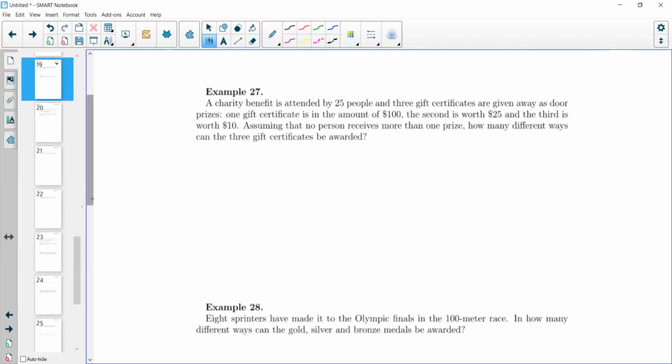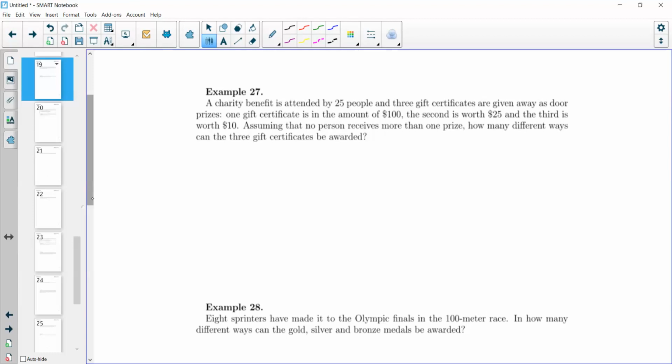So we have a charity benefit attended by 25 people, and 3 gift certificates are given away as door prizes. I don't know why I'm having trouble saying certificates today. 1 gift certificate is in the amount of $100, the second is worth $25, and the third is worth $10. Assuming that no person receives more than 1 prize, how many different ways can the 3 gift certificates be awarded?